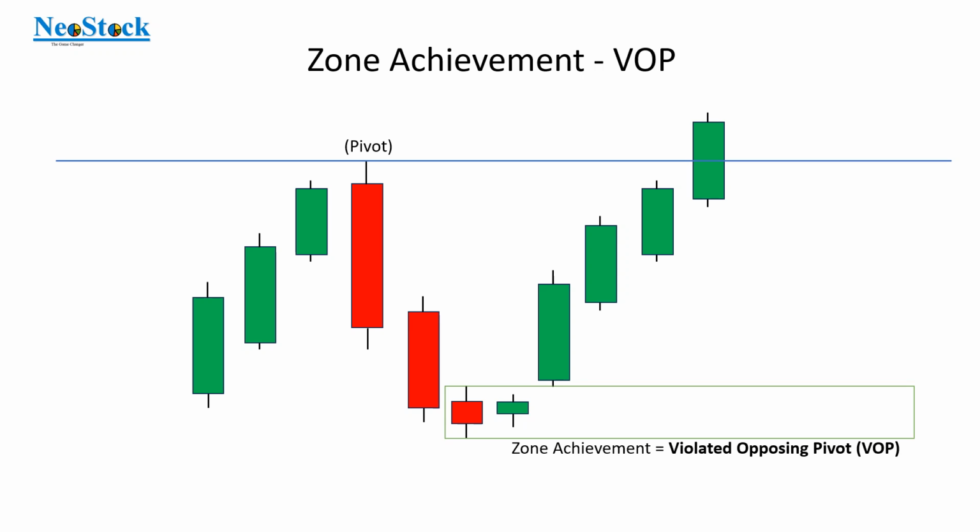But such uncertain zones you can also trade if they are high liquidity zones. What is high liquidity? That you will learn during your advanced concepts, the third phase of your training. A zone not having any zone achievement, but which got some other achievement, that is high liquidity achievement. That you will learn. It is a concept introduced by our NeoStock software. Hope you got the clarity and the difference between what is violated opposing zone and what is violated opposing pivot.